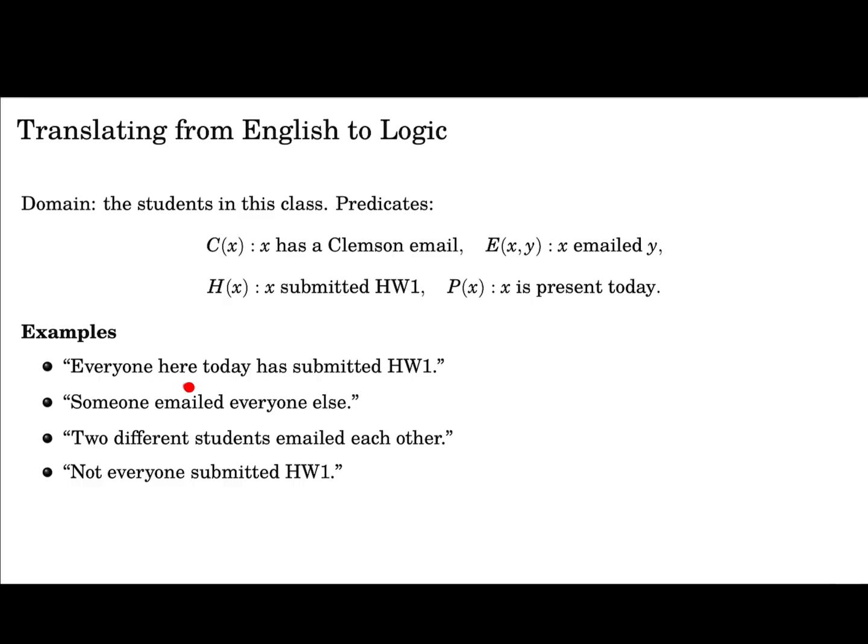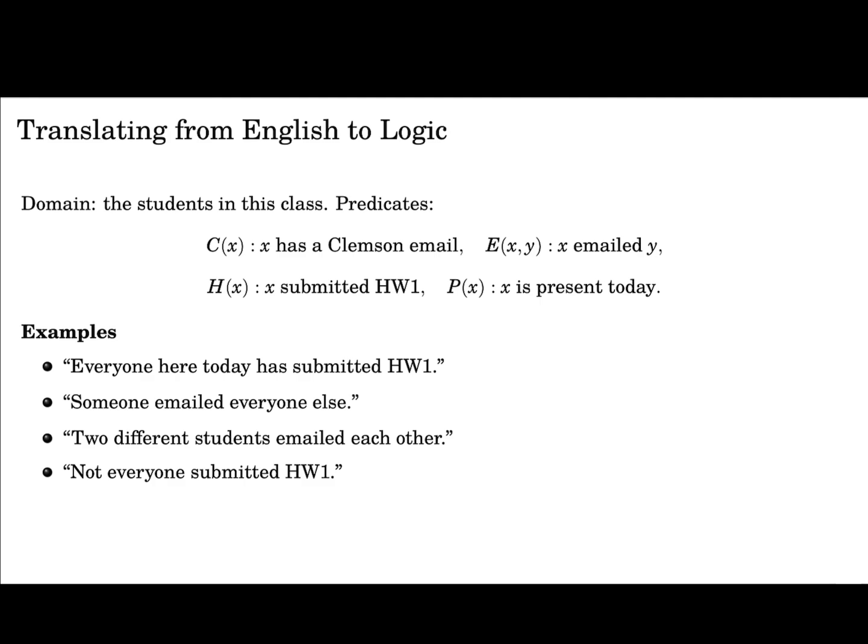So let's start with this example. Everyone here today has submitted homework 1. Like we saw before, there are many ways of writing the same logical thing. So there's not only one way to do these things, right? I'll just show the one that, at least to me, comes most naturally. But there are other correct options. For them to be correct, you would have to have them be logically equivalent, of course.